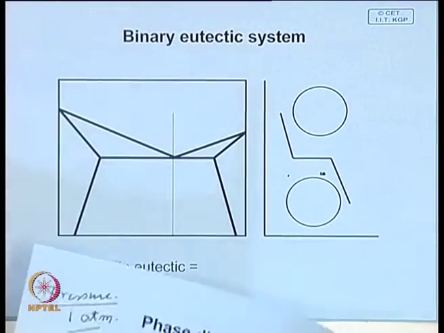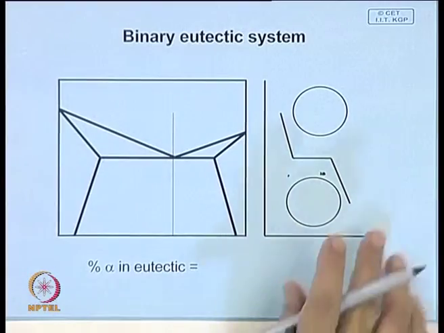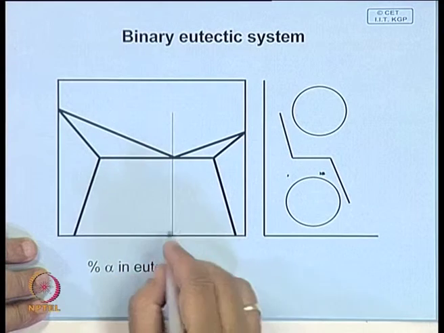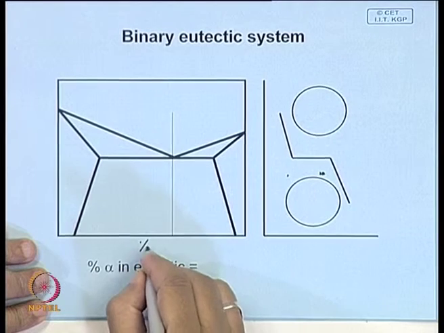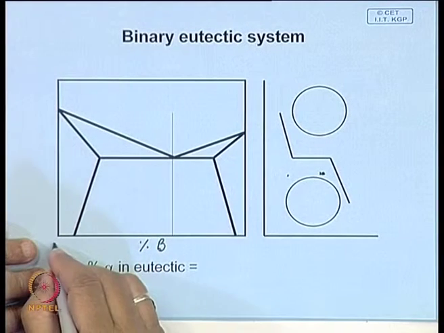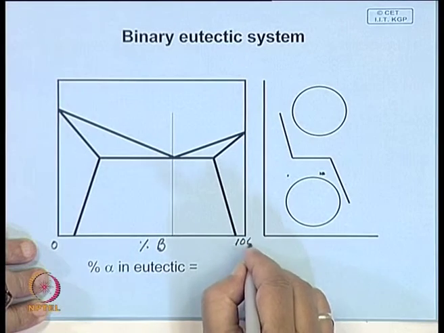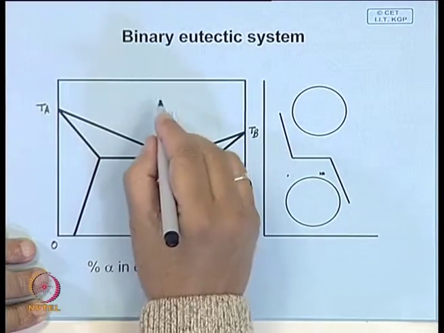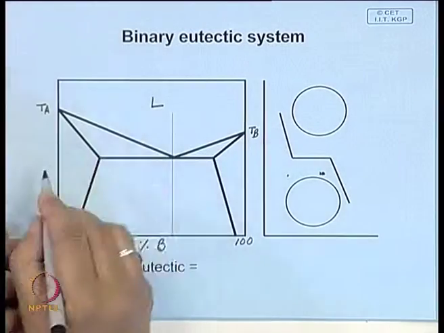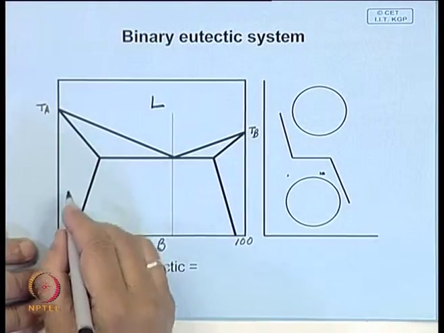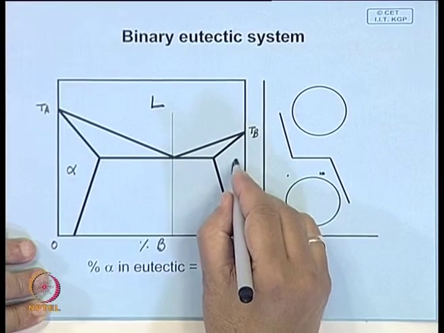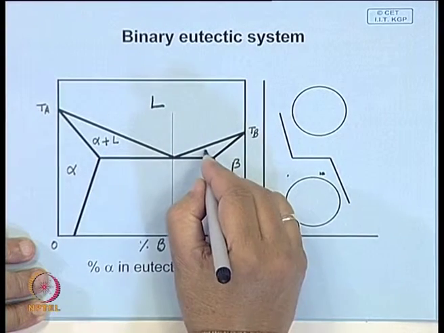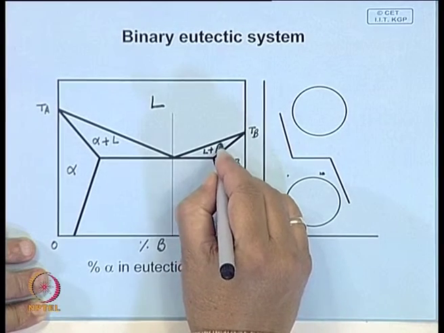Now, let us look at this diagram once again. Here this is the percentage B; here this is 0 B, this is 100% B, this is the melting point of A, this is the melting point of B. If you label the diagram, here the stable phase is liquid, here the stable phase is alpha, here it is beta. In this region it is alpha plus liquid, in this region it is liquid plus beta.